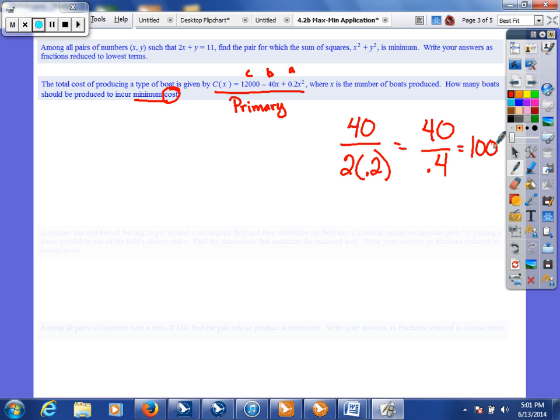Now, x is how many boats are produced, and that's what they're asking. How many boats should be produced to incur a minimum cost? x is the number of boats produced, and the x value of the vertex is that. We just solved it. It's 100.